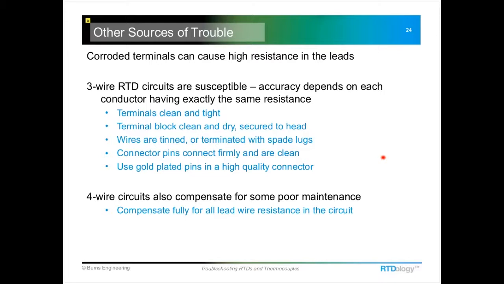If we switch over to a 4-wire circuit, the way that the electronics compensate for the lead wire resistance, they'll actually take into account all the difference in resistance between each of those 4 leads, and will completely eliminate all that lead resistance and some poor maintenance on terminal blocks and connectors and things. So that's always a benefit of using a 4-wire circuit over a 3-wire.